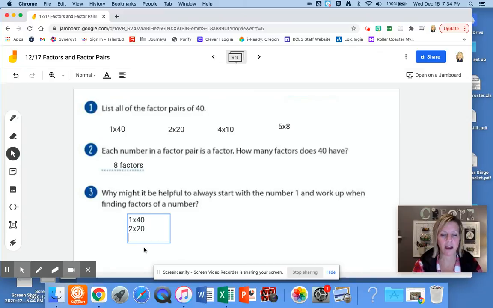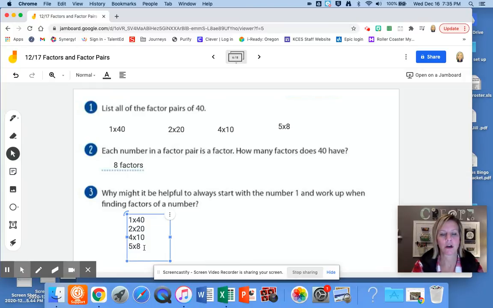Is 4 a factor of 40? Yes, 4 times 10 equals 40. The next number is 5. Is 5 a factor of 40? Yeah, we found out that 5 times 8 equals 40. So then I'm going to ask, is 6 a factor of 40? Well, I know 6 times 6 is 36, and 6 times 7 is 42.